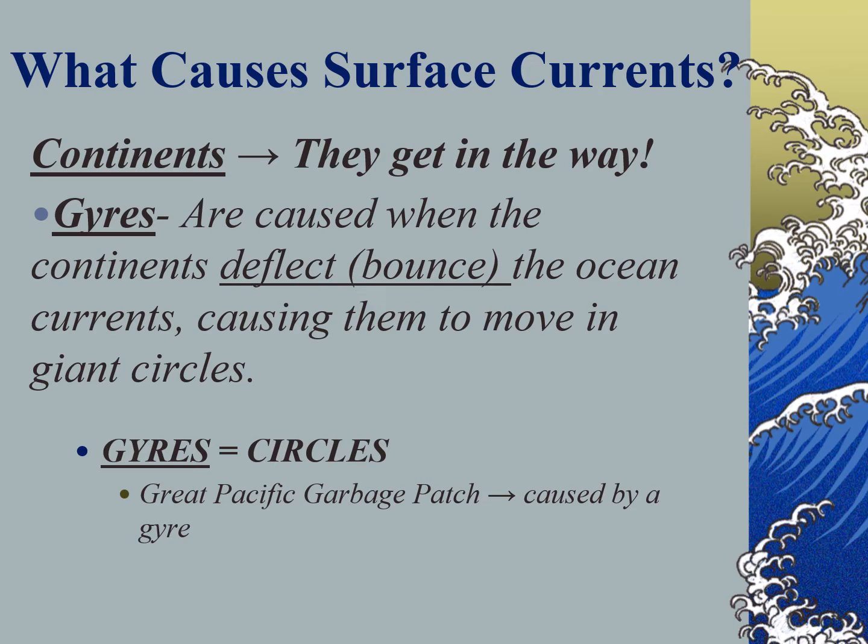It means big circles. And one of the things that was created, which is not so good, from these gyres is the Great Pacific Garbage Patch, because it's encircled an area in the Pacific, and in that big circle, it's gathered a lot of garbage.